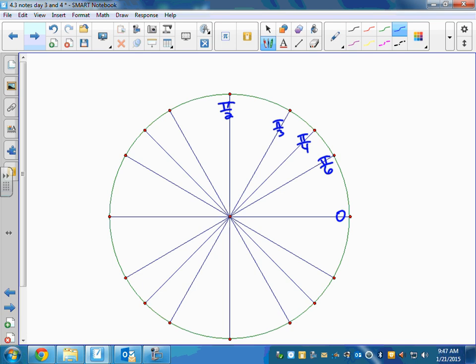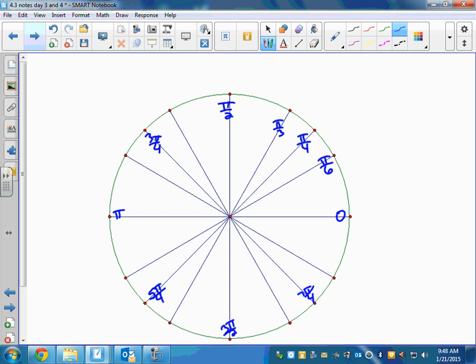Again, if it helps, they repeat themselves. All the ones that are the same distance away, halfway in the middle, are going to be your fourths. So this is 3 pi fourths. Here's pi, which is 4 pi fourths. This is 5 pi fourths. Here's my 3 pi halves. This is 7 pi fourths.